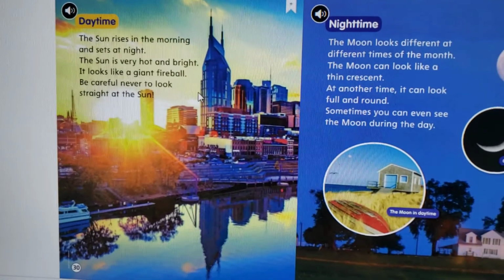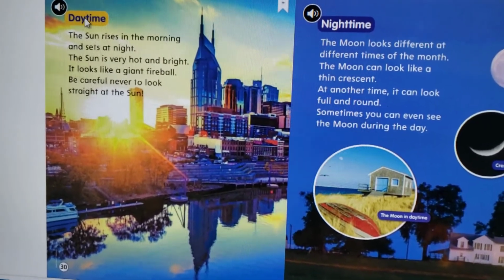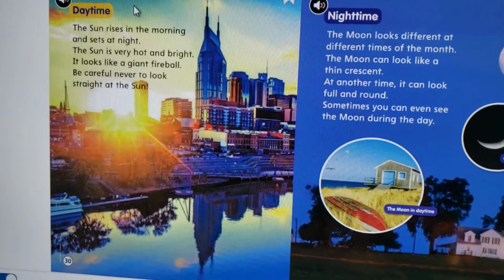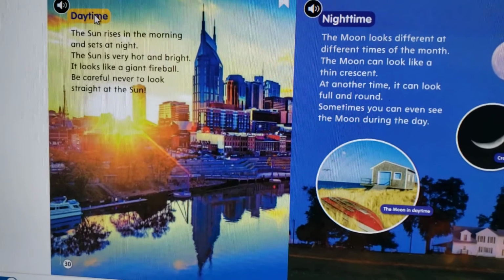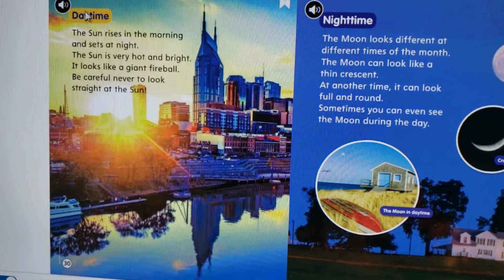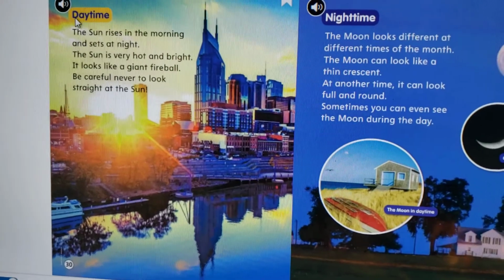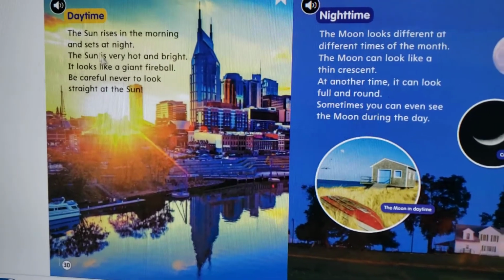So on our next page, here we have a heading. A heading is a feature of a text, of an informational text. It's usually at the top of the page, and it will tell the reader what they're going to be reading about. So this says daytime, so we know this page is going to tell us about the daytime.